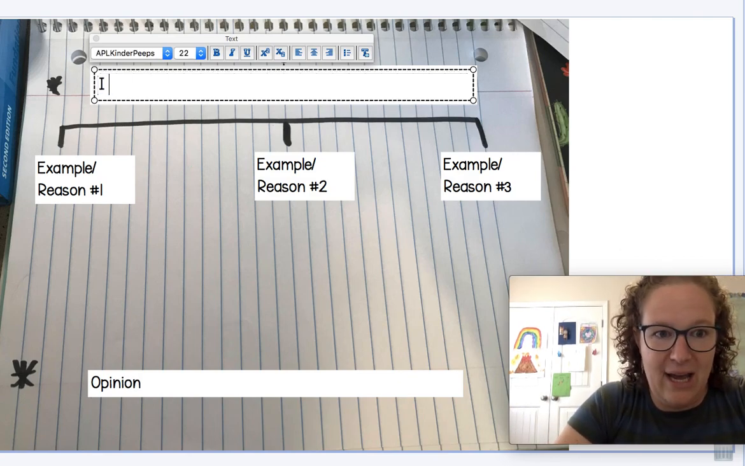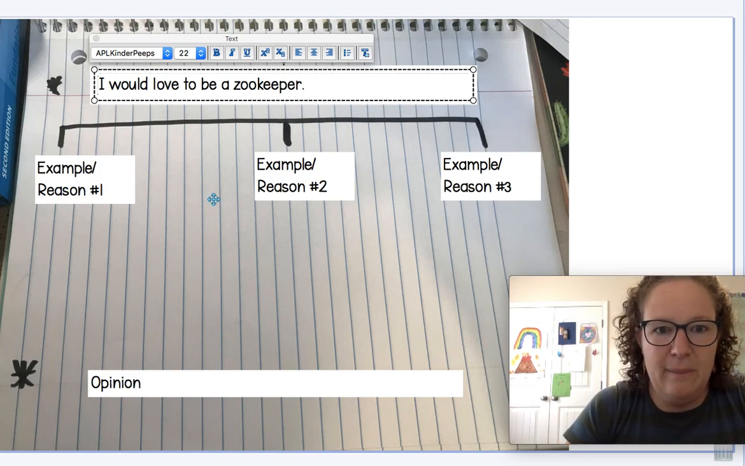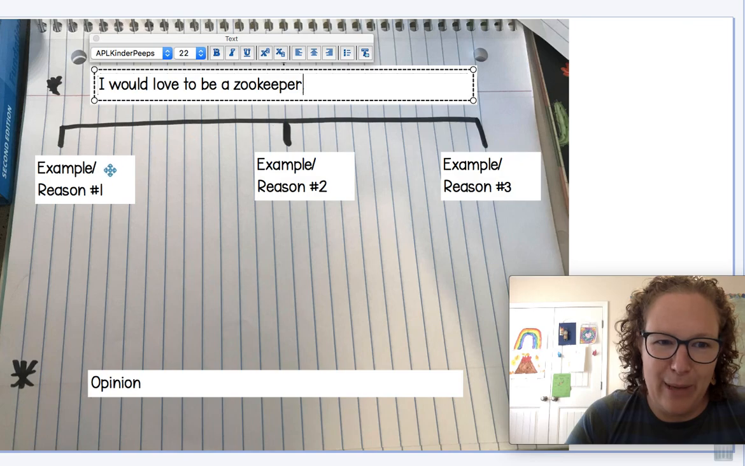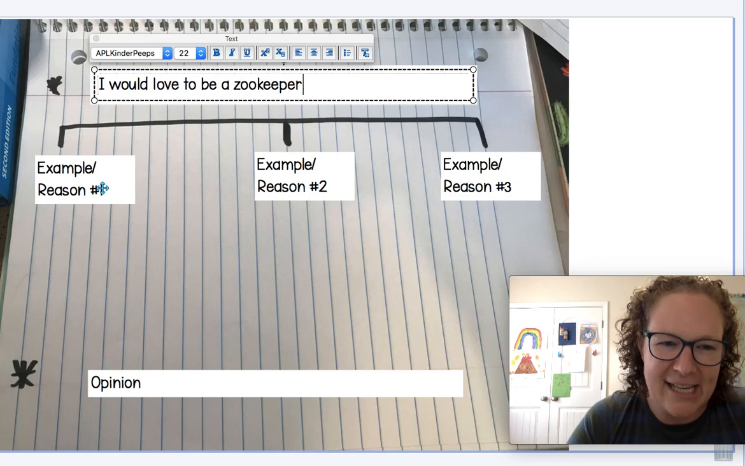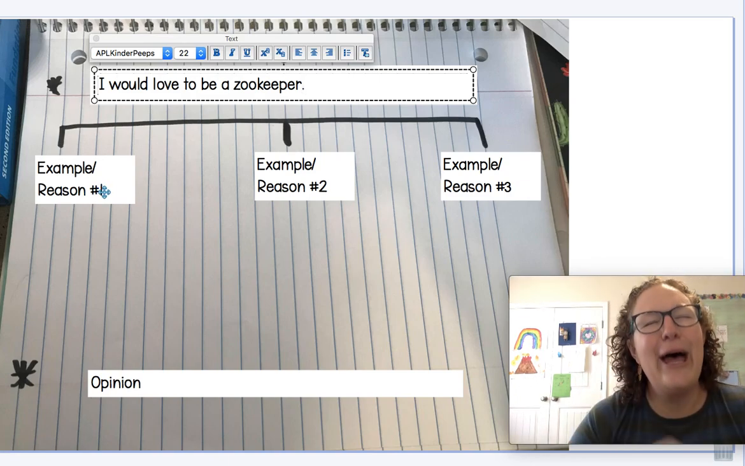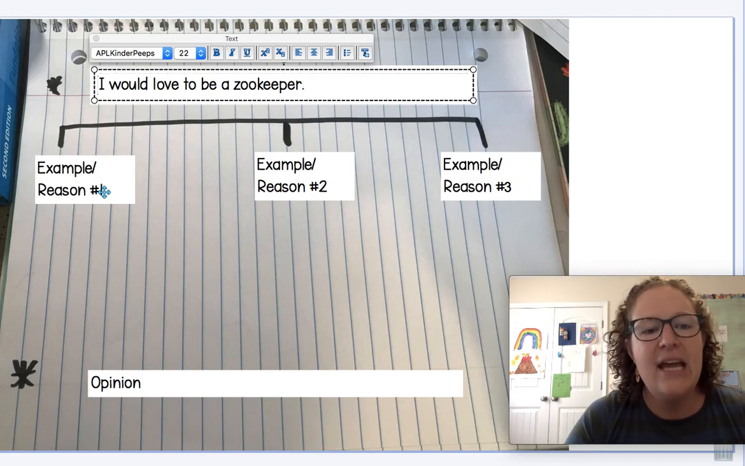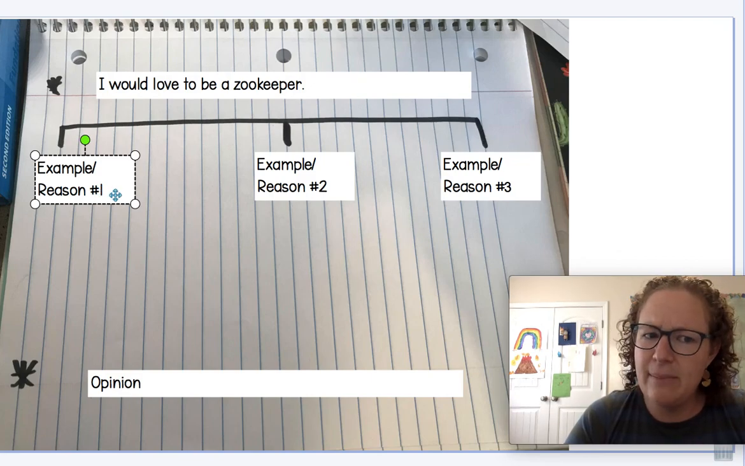So I'm going to write, I would love to be a zookeeper. Here. All right, so I do have a pretty quick but a complete sentence up top. That's going to help my brain. Now, with our thinking maps, we don't always have to use complete sentences because they're to help us to get our brain to think about what we're going to write. In this case, down here with my examples and reasons, I'm not going to write complete sentences.